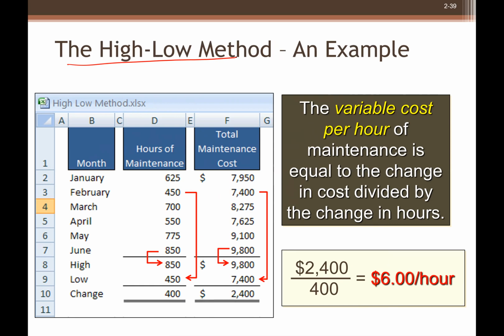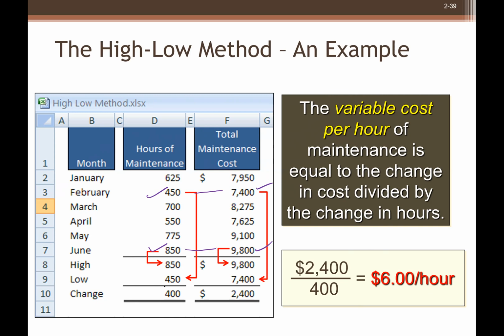So let's talk about that. In the high-low method, you have to find the highest value and the lowest value. If you look at the hours here, which one is the highest? The highest one, 850. The lowest one, 450, right? We have the highest hours and the lowest hours. Similarly, we have their highest cost and lowest cost. Highest cost 9800, lowest cost 7400.